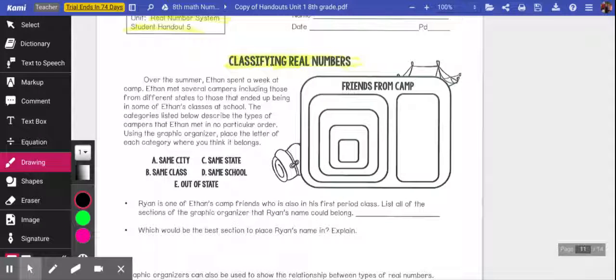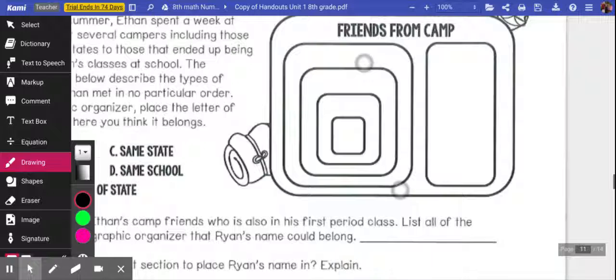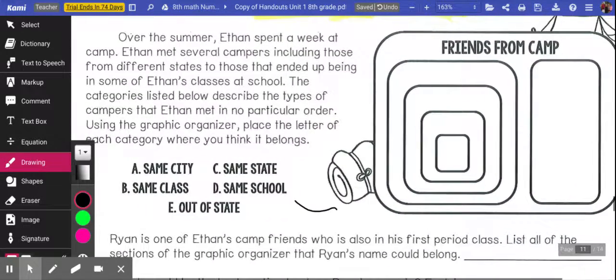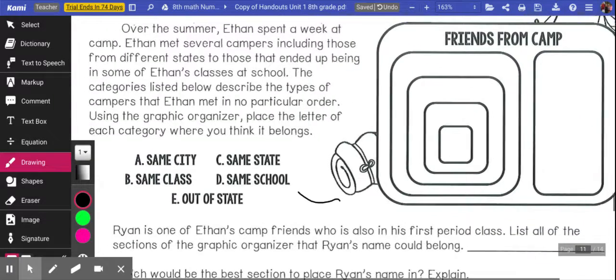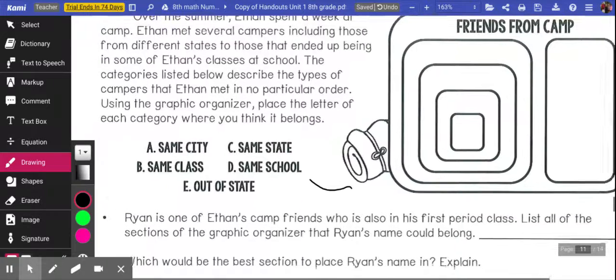Okay, we are going to start handout 5, and we are going to classify real numbers, which is classifying all types of numbers. So we've already talked about rational and irrational, and now we're going to break down rational even further. If we relate this graphic organizer to real life, when you read this, it talks about Ethan going to a camp, and he's met lots of friends there. And so on the graphic organizer, we're supposed to place the letter of each category where you think it belongs.